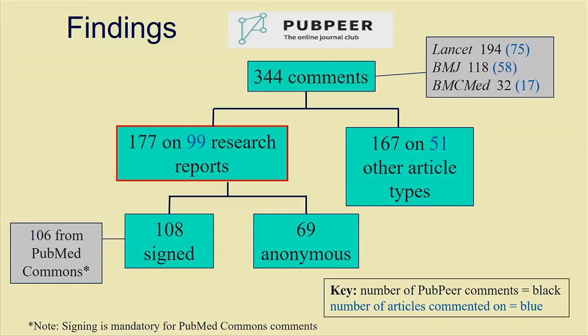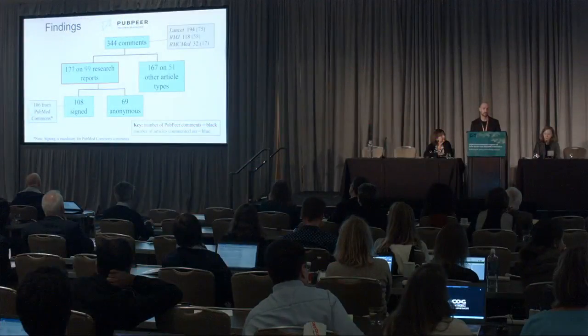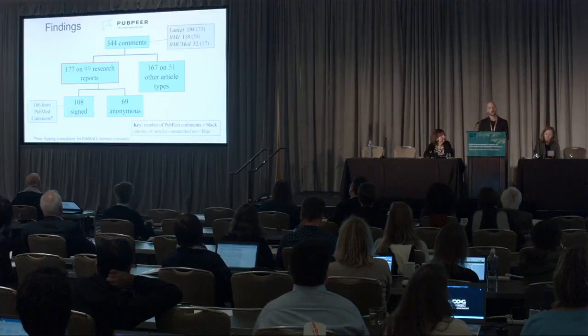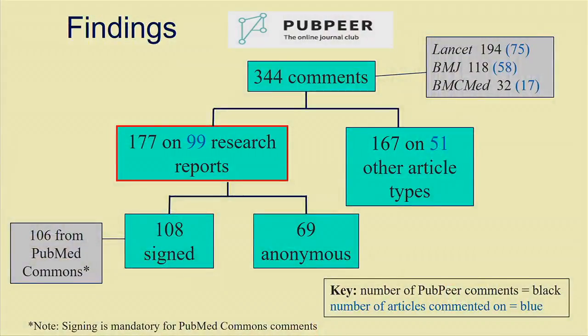So in my own research, I wanted to see how much of that would be of all the journals. This is 150 different articles. In that almost 3-year period, 70,000 articles were published in these 3 journals. So this is a little bit less than 1% of the articles that have been published. Of those, 177 comments were related to almost 100 articles, while the others were on editorials, commentaries, and different issues. And as you can see, the majority of the signed commentaries were from PubMed Commons, while the anonymous ones came directly from PubPeer.